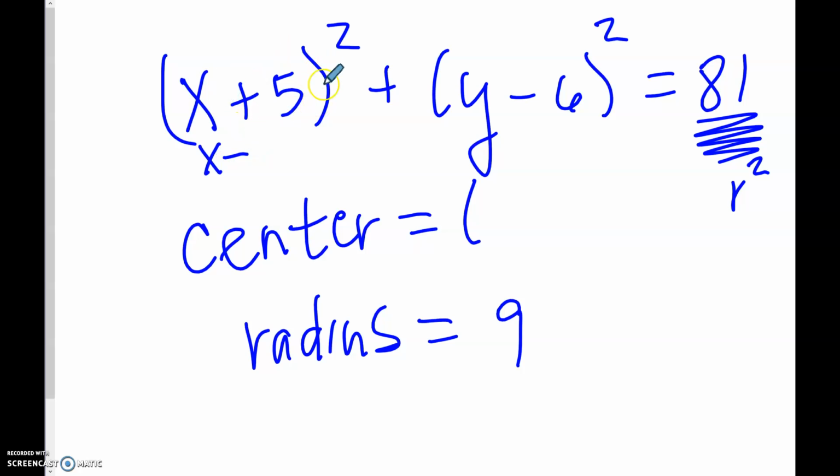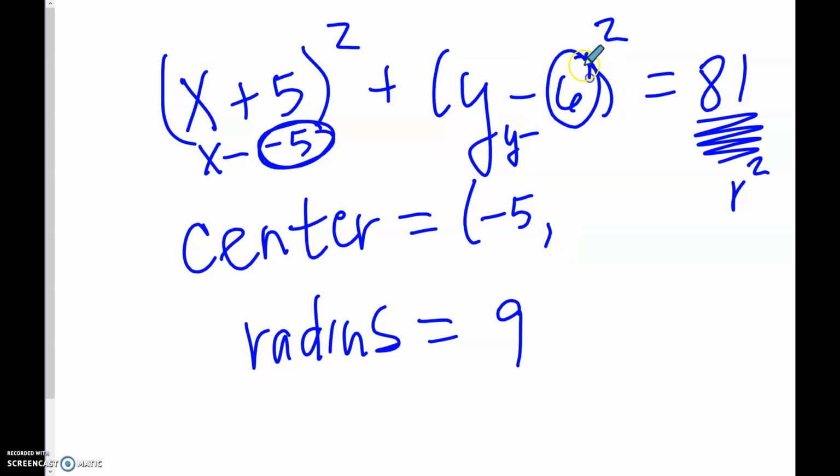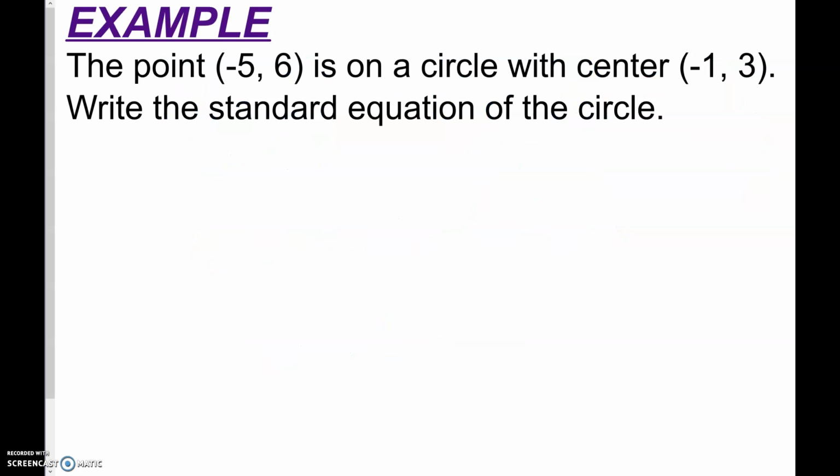So in order for that to be a plus sign, remember that they have a minus 5, but mathematicians don't like the minus a negative, so they make that be a plus sign. So remember, what we're really plugging in here is a negative 5. Whereas on this side, we've got y minus, so the only thing we want to pull out is that 6. So the center of this particular circle is going to be at negative 5, 6.